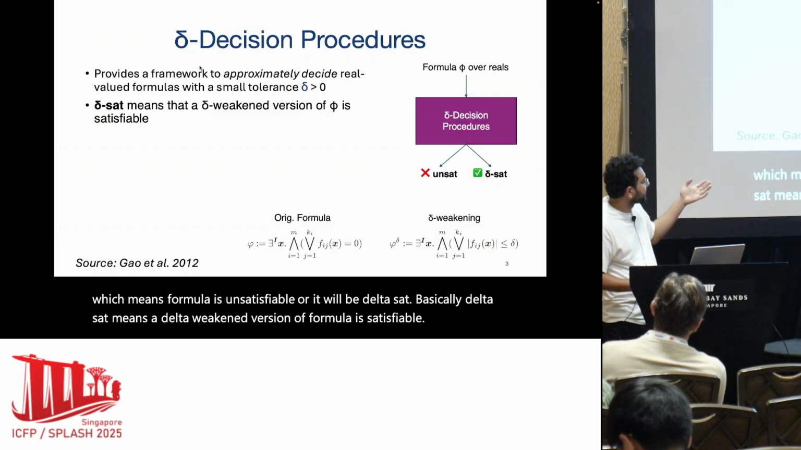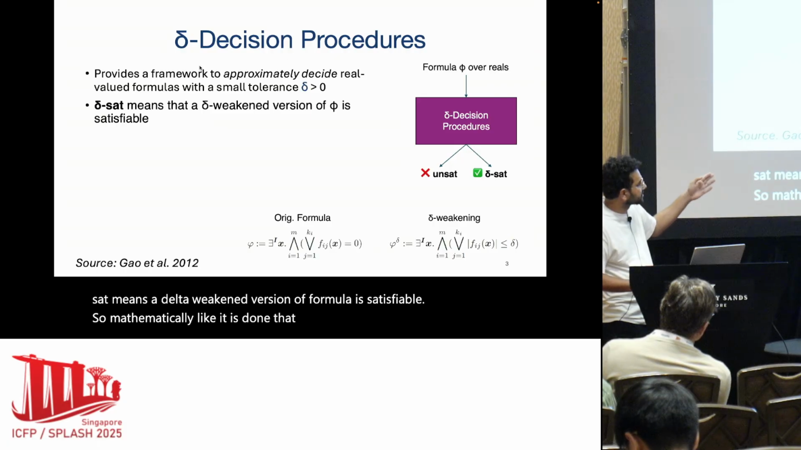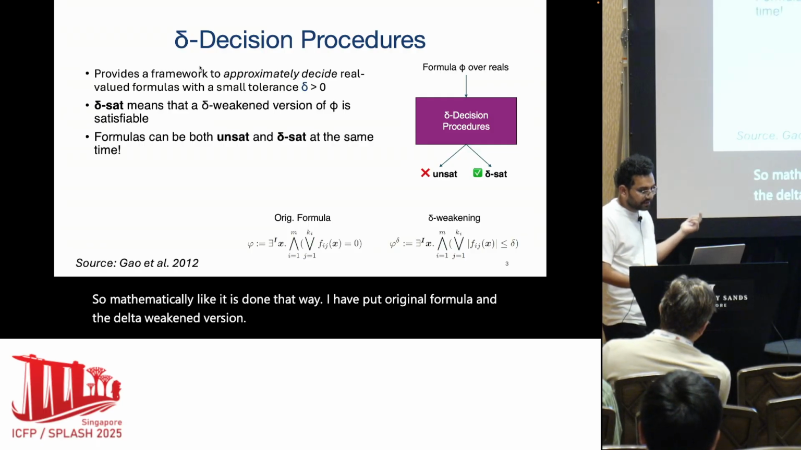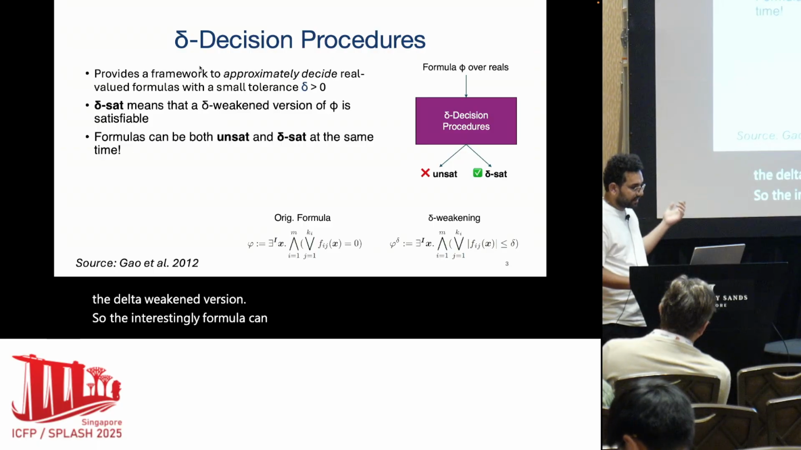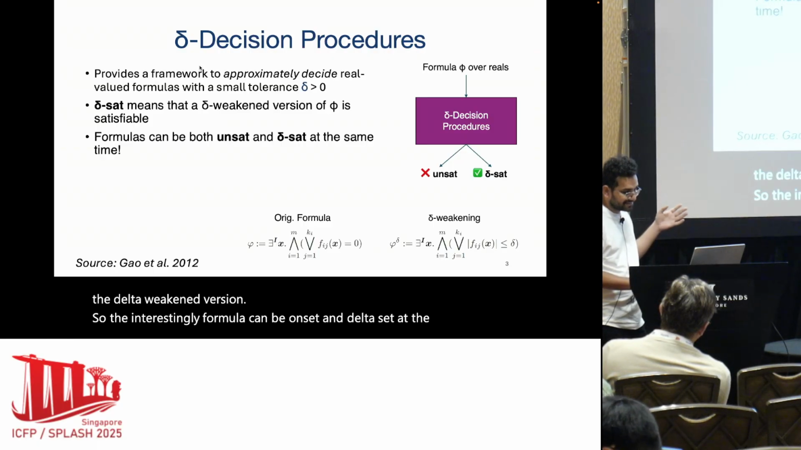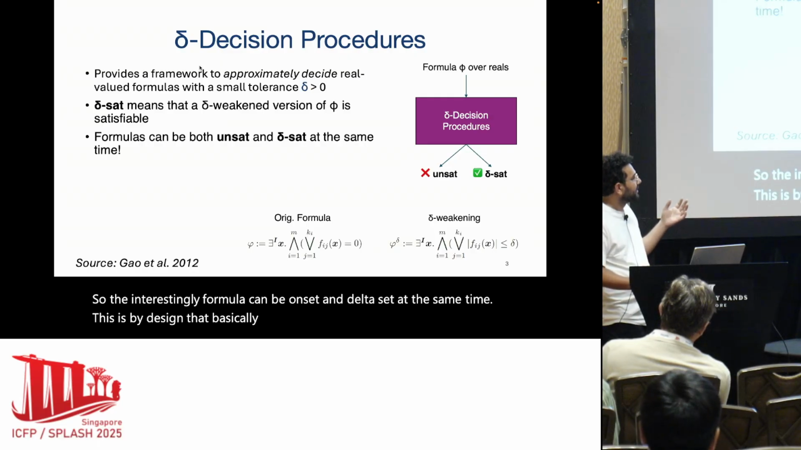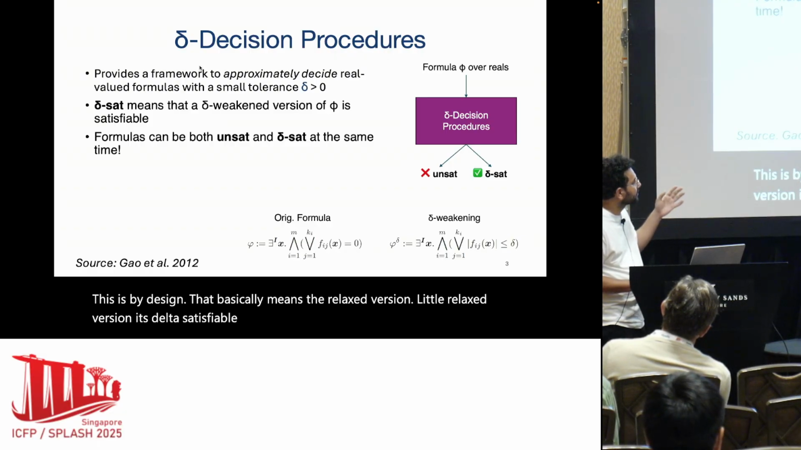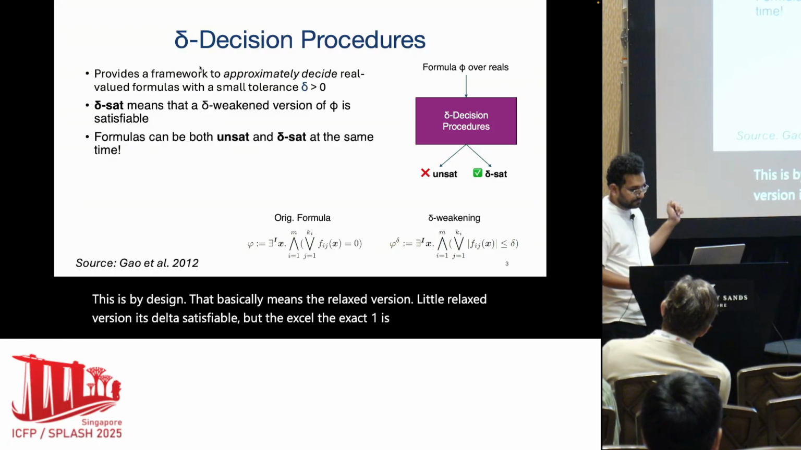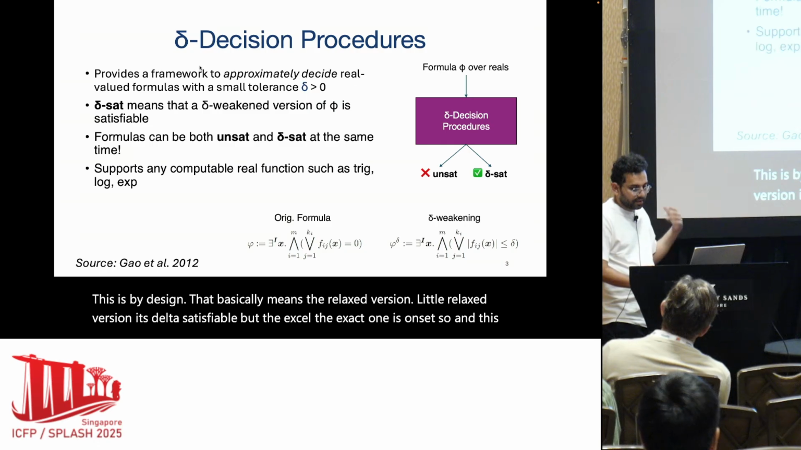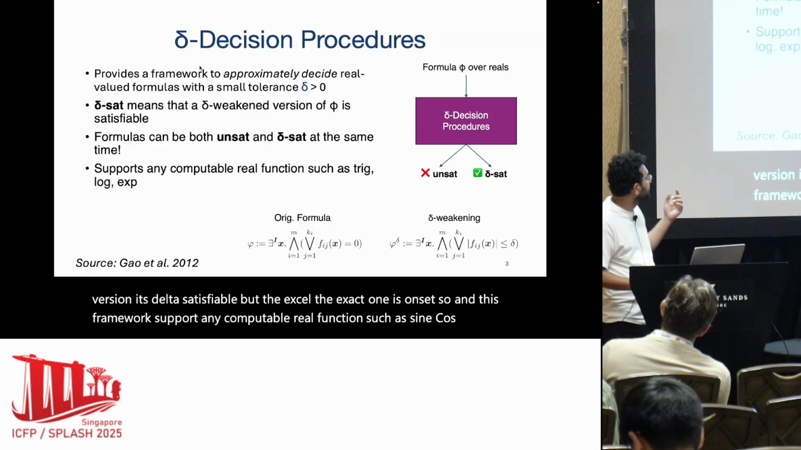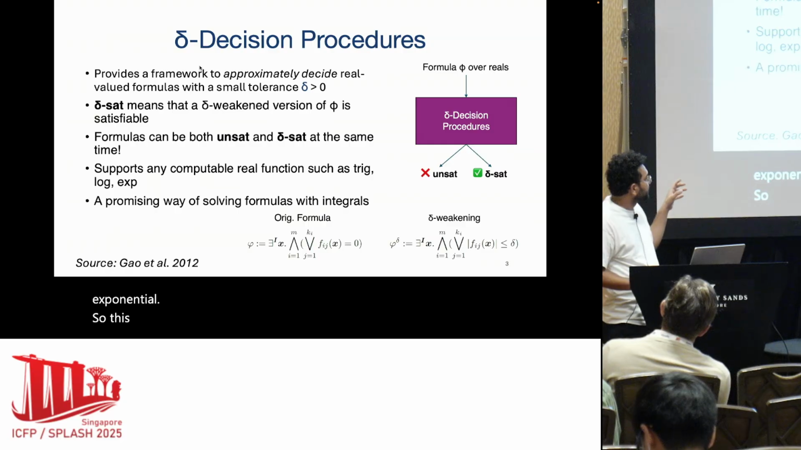Mathematically, it is done that way. I have put the original formula and the delta weakened version. Interestingly, a formula can be unsat and delta sat at the same time. This is by design. That basically means the slightly relaxed version is delta satisfiable, but the exact one is unsat. This framework supports any computable real function such as sine, cosine, log or exponential. So this gives a promising way to solve integrals.